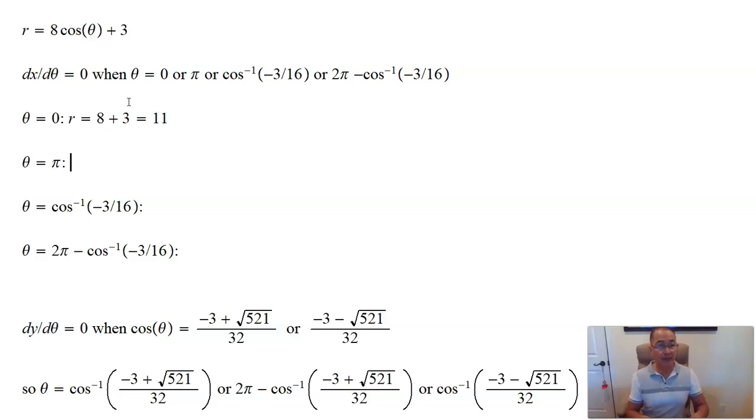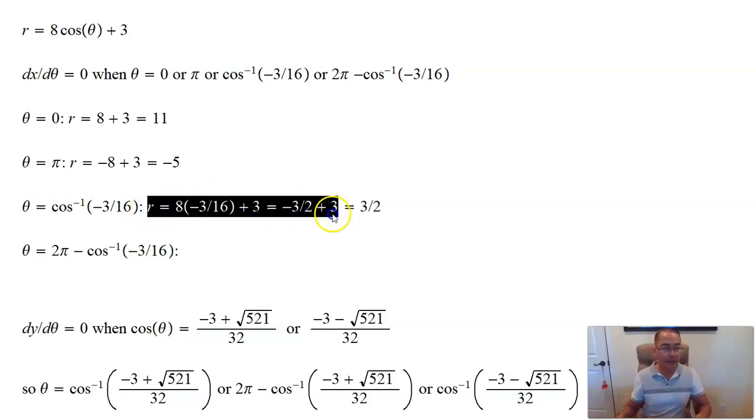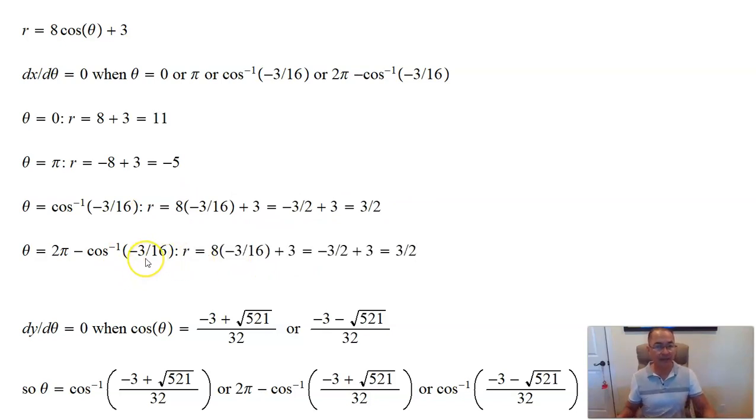So how about pi? This time, cosine theta is minus 1, so R equals minus 8 plus 3. We remember this. This is minus 5, the middle point of your inner loop. Okay, so now for these points, we need 8 of cosine, and we know that the cosine is minus 3 over 16, and we will add 3. Okay, so cancel the 8s, minus 3 over 2 plus 3. 6 minus 3 is 3 over 2, positive 3 over 2. Okay, and of course, that's also the same R that we will get for this second angle.